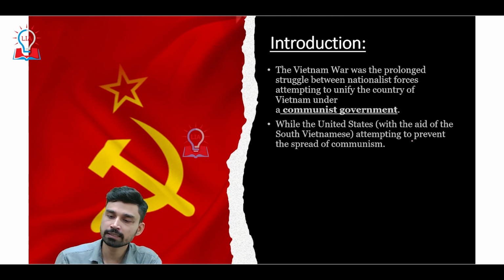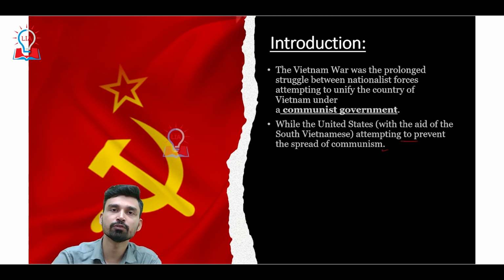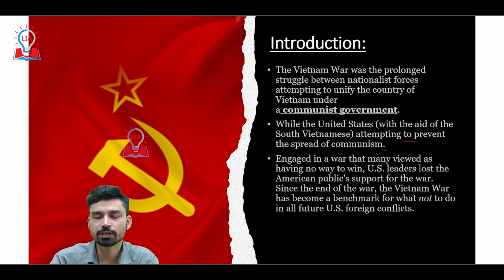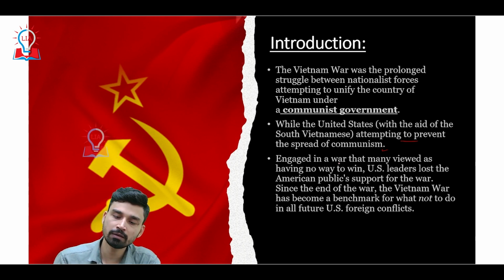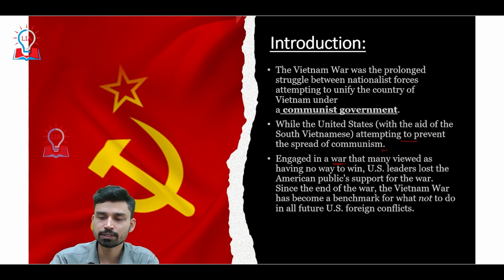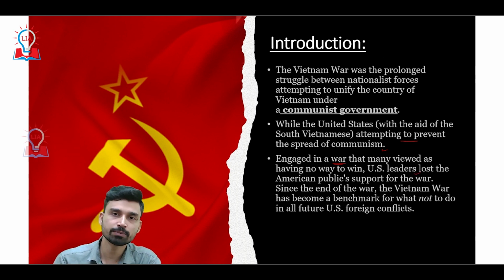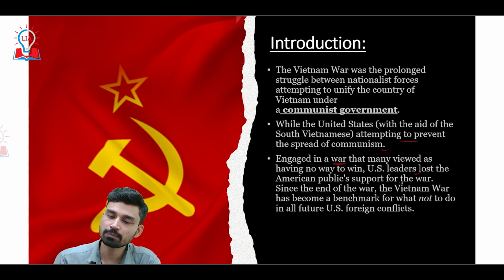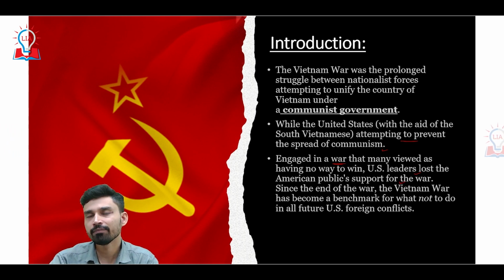Basically, the US attempted to prevent the spread of communism in Vietnam in particular and Southeast Asia in general. After a very long period, when US ground forces were engaged in the Vietnam War, the leaders and presidents of the US gradually started to lose the confidence of the public, and especially the public's support for the war. And then finally the war ended.